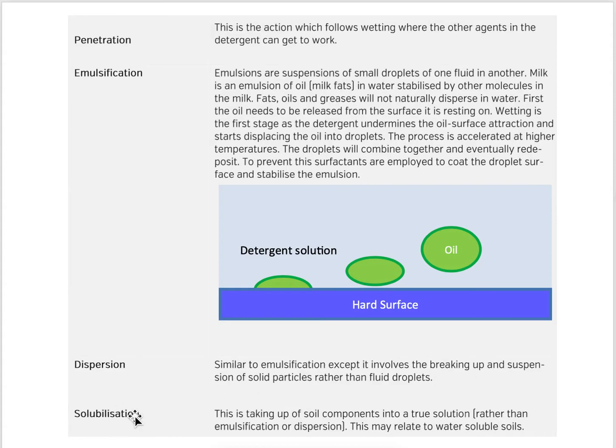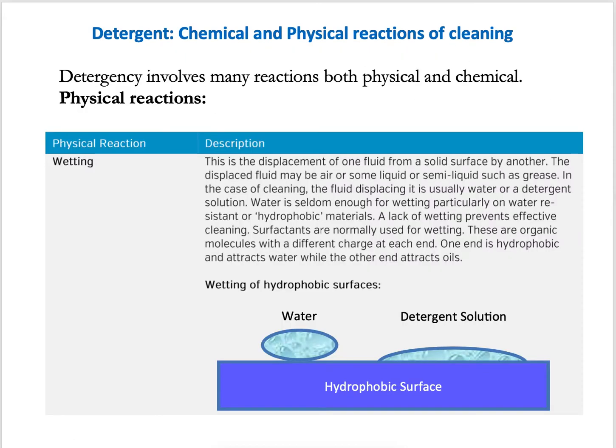Okay, and then finally solubilization. This is taking up of soil components into a true solution rather than emulsification or dispersion. That means during cleaning some soils get solubilized into the water, and some detergents can help some substances to get solubilized into the water. So these were the physical reactions done by the detergents.